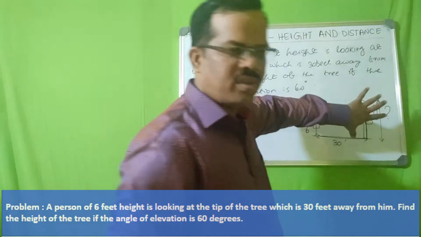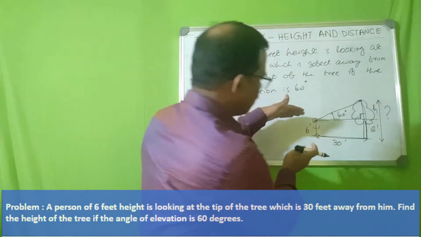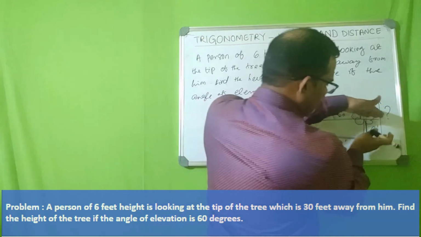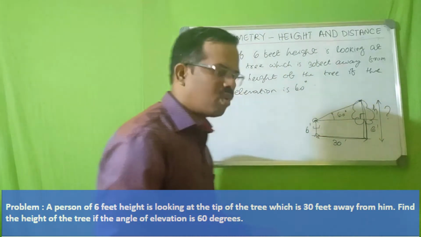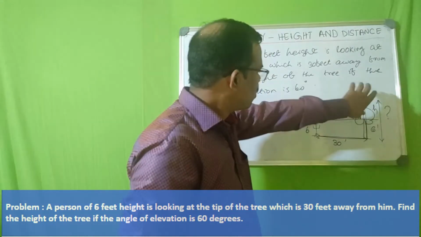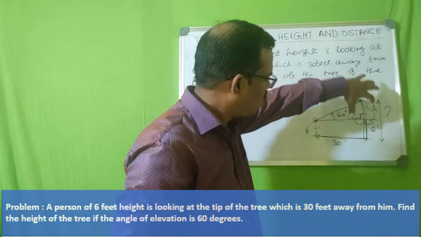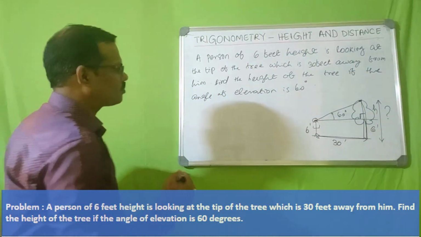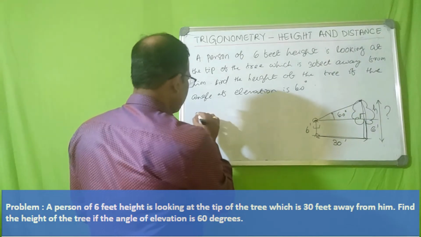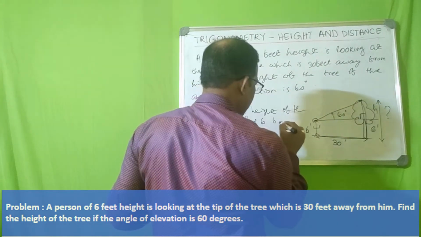So the total height of the tree, if we have to find out, we have to just add this 6 feet, right? So we are just doing a parallel line, and this 6 feet, obviously it will also become 6 feet, right? So if I take h as the remaining height, then your total height of the tree will be h plus 6 feet. Now, your answer starts from here, say 6 feet.